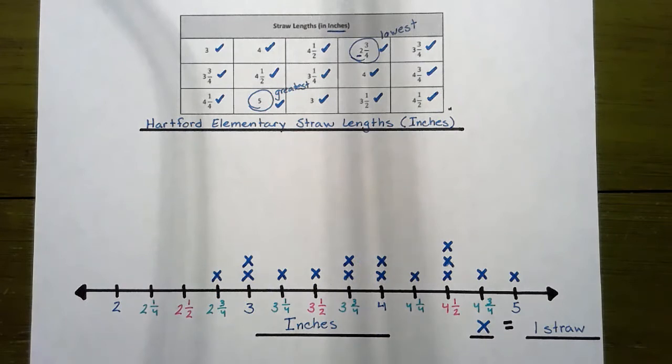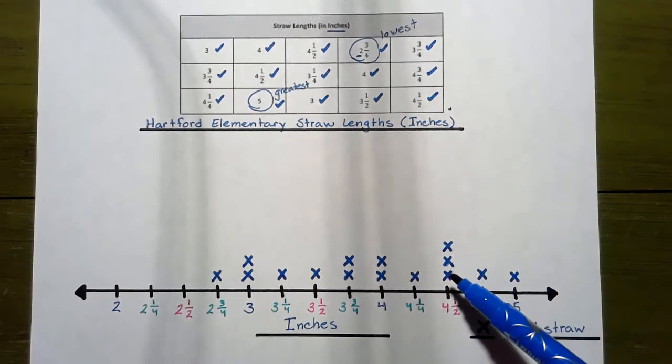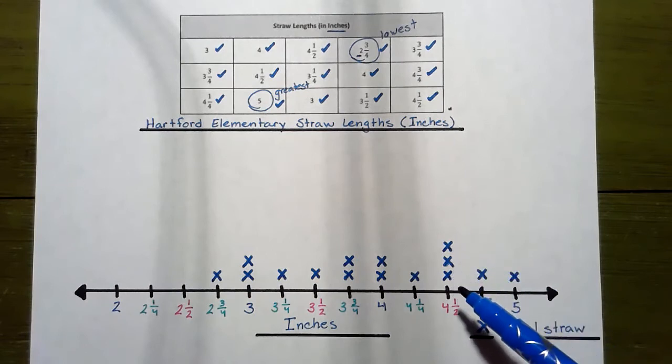So now let's look at what is the most frequent measurement. Look at your line plot and say it out loud. That's right, the most frequent measurement is 4 and 1/2 because we have the most X's.